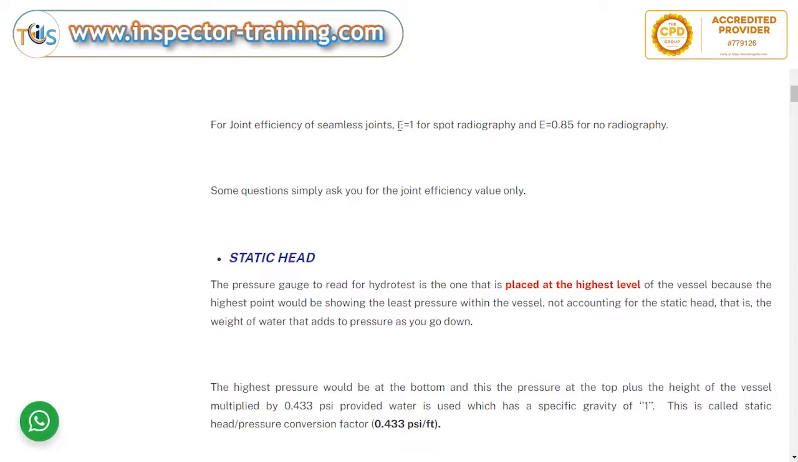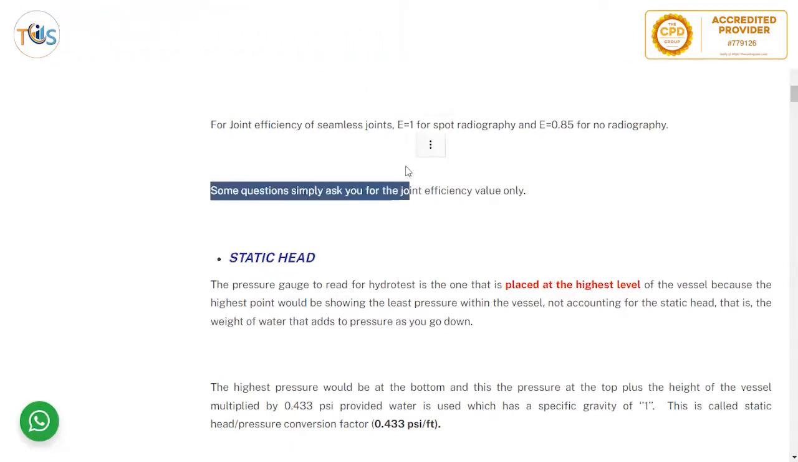This is the weld that is welded, the head is welded to the shell, okay? This is not the head itself. So this might be a bit confusing. The seamless joint means the head is seamless. The head itself is not welded, but the head is welded to the shell. So it has got more integrity, and that's why for spot radiography it is 1 and no radiography 0.85.